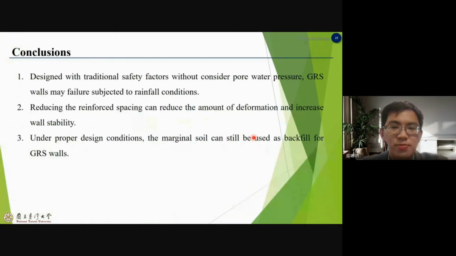Conclusions. First, if designed with the traditional safety factor without additional considerations, the GRS wall may fail when subjected to heavy rainfall. Second, reducing the reinforcement spacing can reduce the amount of deformation and increase wall stability. And third, under proper design conditions, marginal soil can still be used as backfill for the GRS wall.